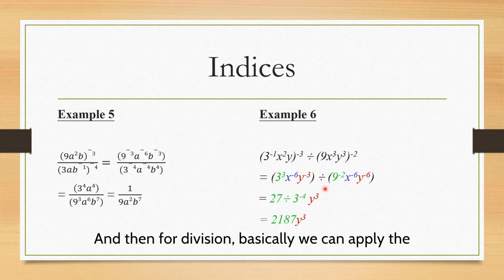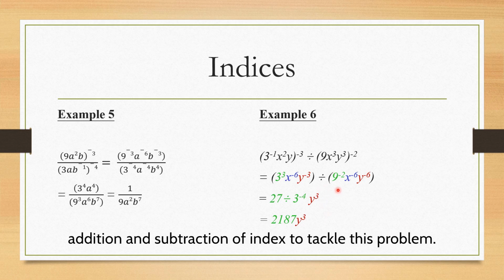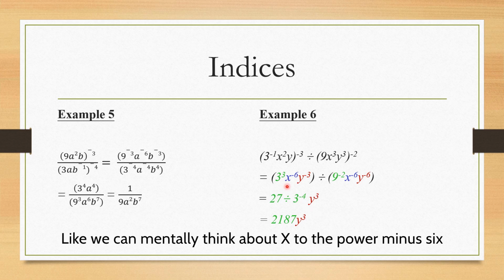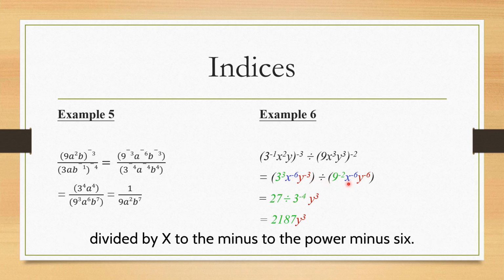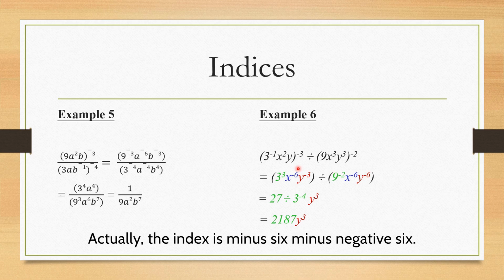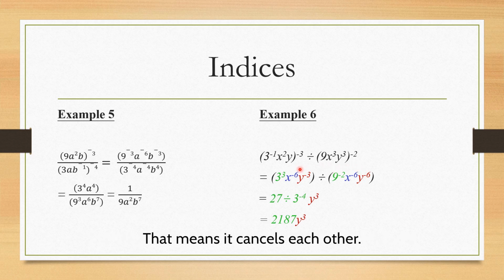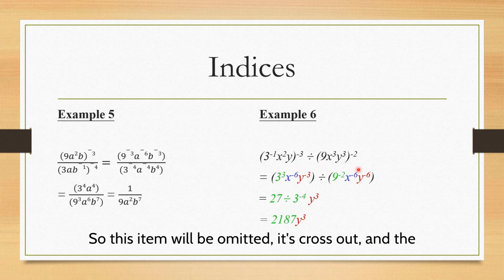And then for division, basically we can apply the addition and subtraction of index to tackle this problem. We can mentally think about x to the power minus 6 divided by x to the power minus 6. Actually, the index is minus 6 minus negative 6. That means it cancels each other. So this item will be omitted, crossed out.